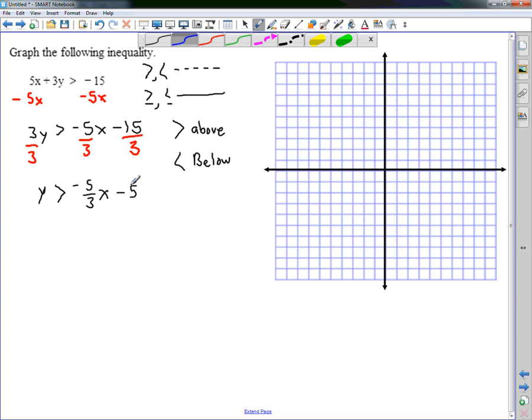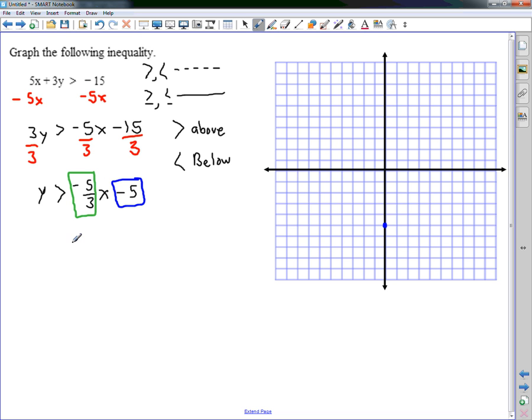Just like before, the y-intercept is this back value or the b value. So I'm going to go down 5, 1, 2, 3, 4, 5. So that's my first point. Now the second point, I'm going to use the slope to find that value.